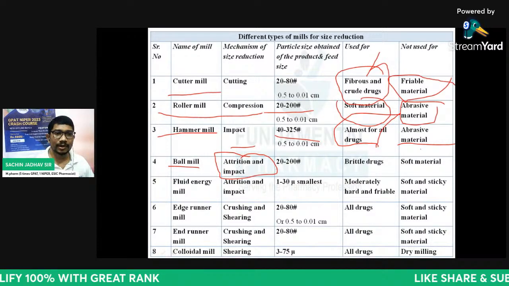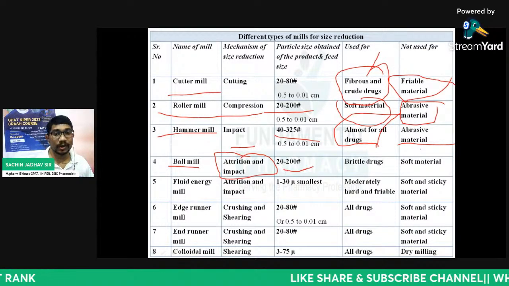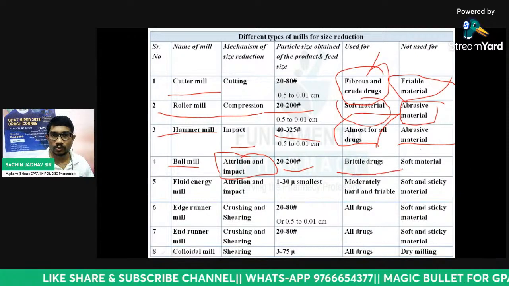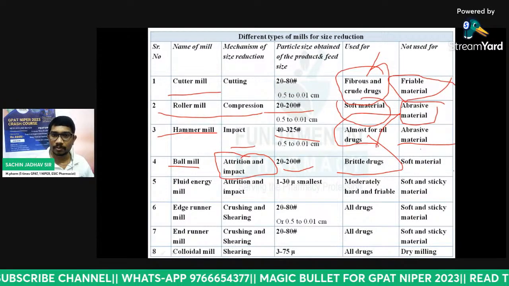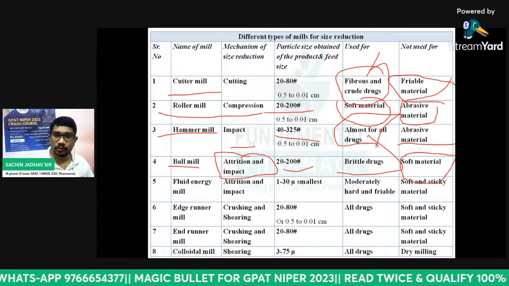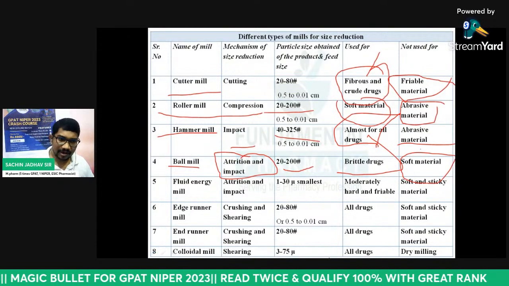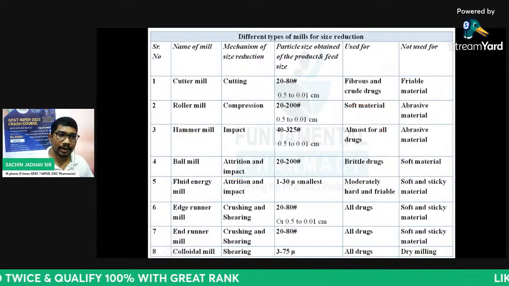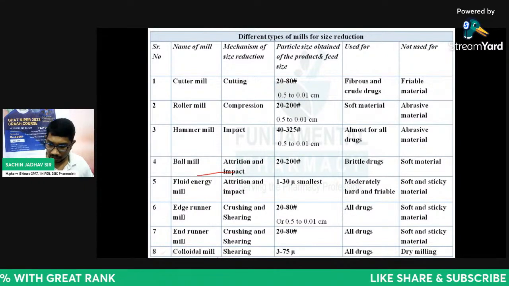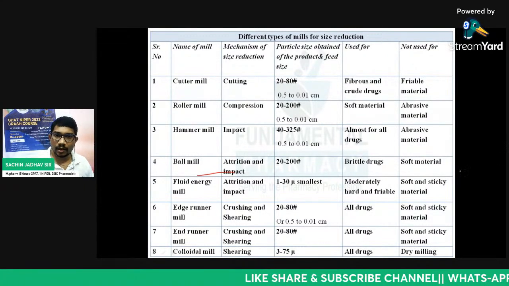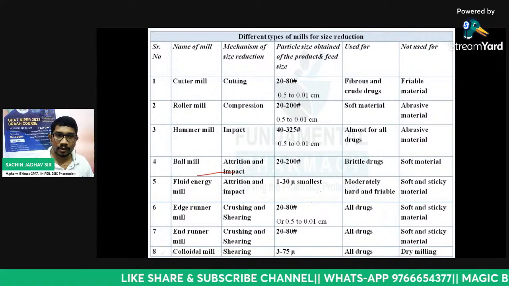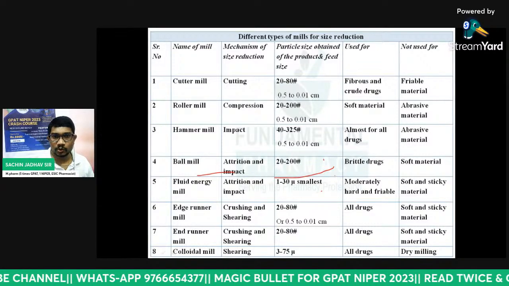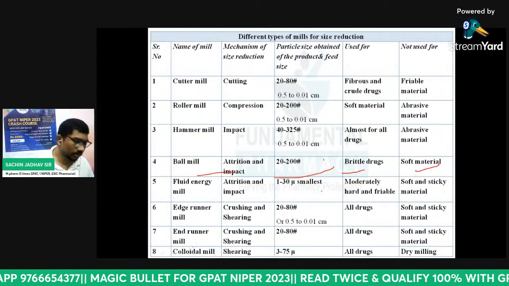So what is the particle size obtained after ball mill? So 20 to 200 mesh. Ball mill is used for brittle drugs, not used for soft material. Very very important. You have to remember. Very very important mechanism of size reduction, right? So ball mill mechanism is attrition and impact. Particle size obtained is 20 to 200 mesh, and it is used for brittle drugs, not used for soft material. Soft material के लिए use नहीं करना.